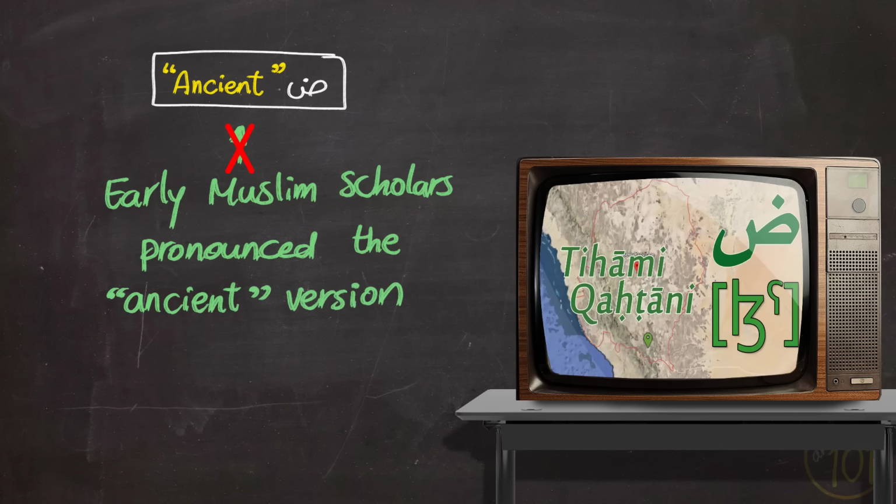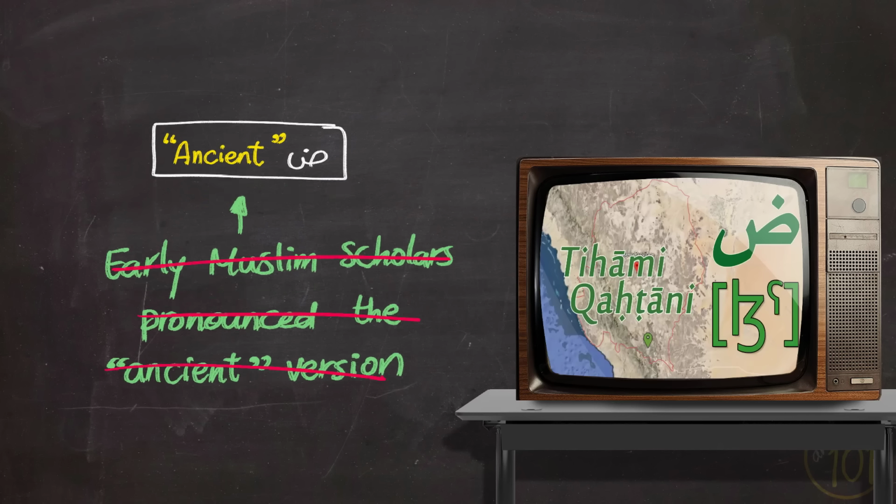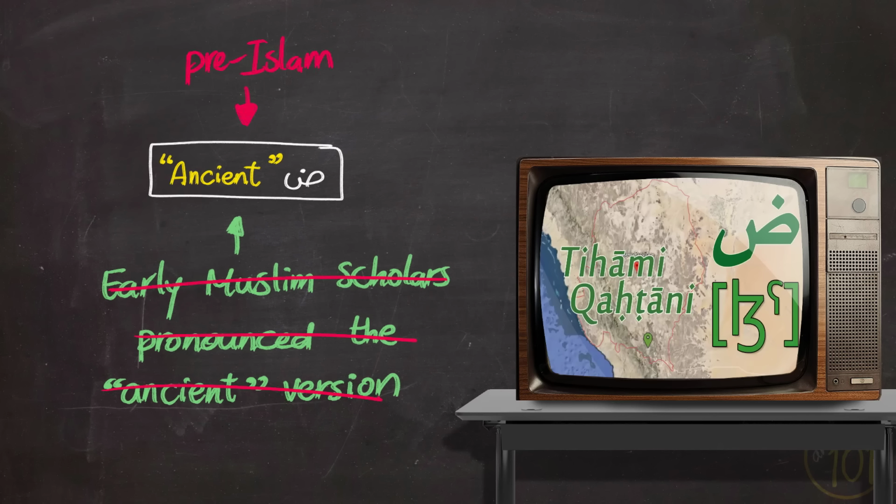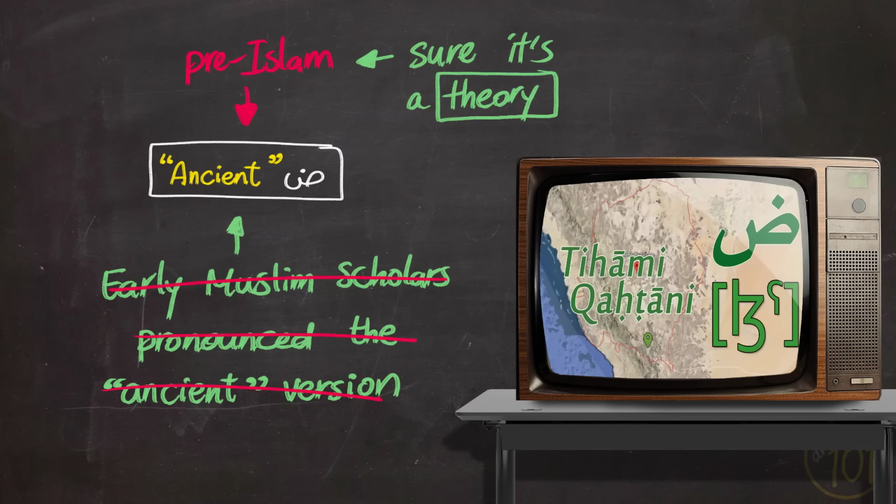السكاكي, الخليل بن أحمد, سيبويه, الداني, الجزري, and all of these mountains all explained Dhad as we pronounce it today and as it is used in the Quran. Linking a pre-Islam theory to this explanation is a major mistake and a big confusion. But then, what about the strongest piece of evidence?